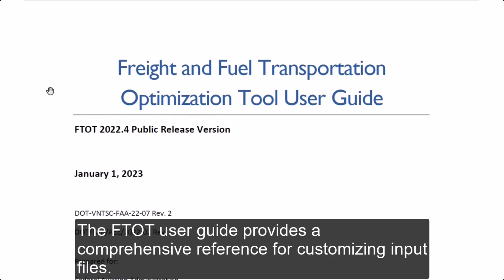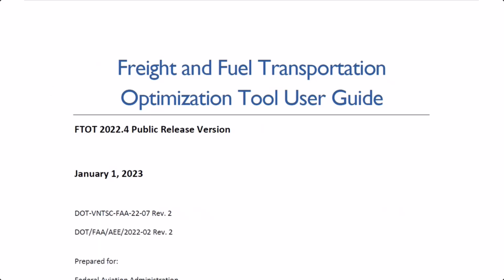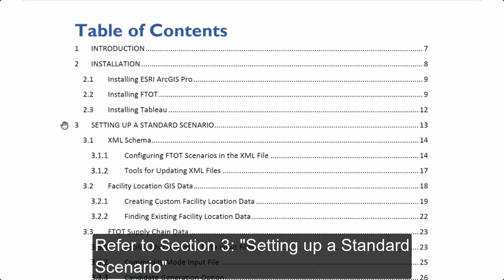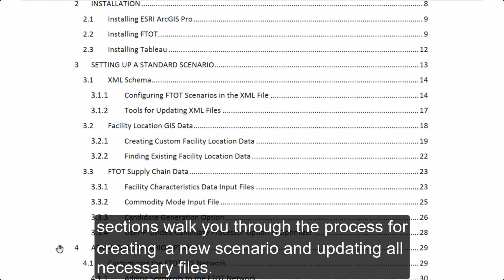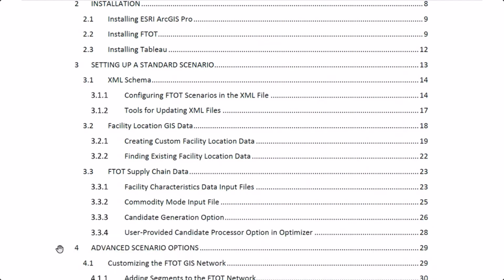The FTOT user guide provides a comprehensive reference for customizing input files. Refer to Section 3, Setting Up a Standard Scenario, and Section 4, Advanced Scenario Options, for guidance on creating your own scenarios. These sections walk you through the process for creating a new scenario and updating all necessary files.